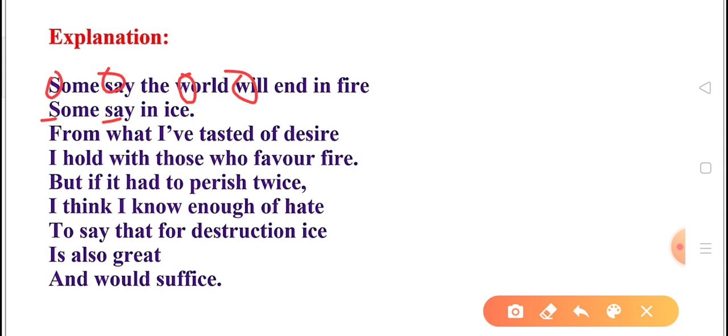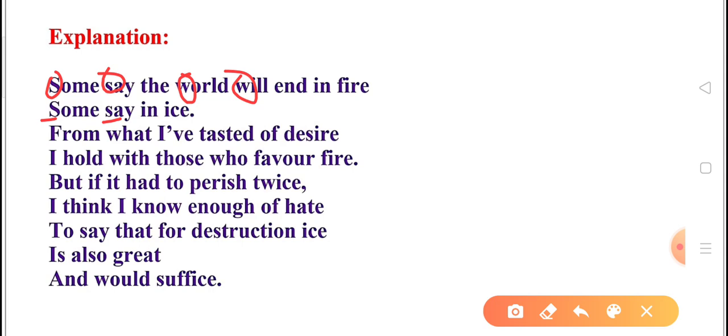"From what I have tasted of desire, I hold with those who favor fire." "No, but if it had to perish twice," again no repetition over here. "I think I know enough of hate," again there is no alliteration. "To say that for destruction ice is also great and would suffice." So these are the examples, students, where we find alliteration is used.